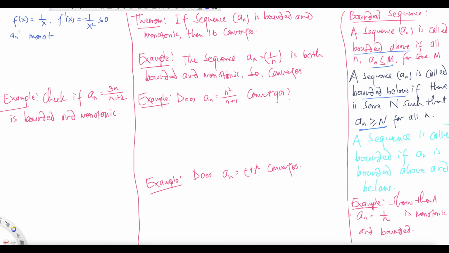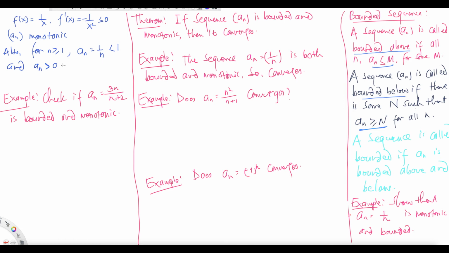So a_n is monotonic, right? How about the boundedness? What do you think? The boundedness: this f(x) is always less than 1, right? You see that? Also for n greater than or equal to 1, a_n = 1/n is always less than 1. And it is always greater than negative 1 also. It is greater than 0 basically, right? For any n greater than 1, it is positive also.